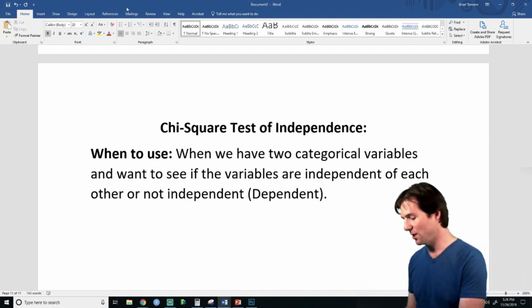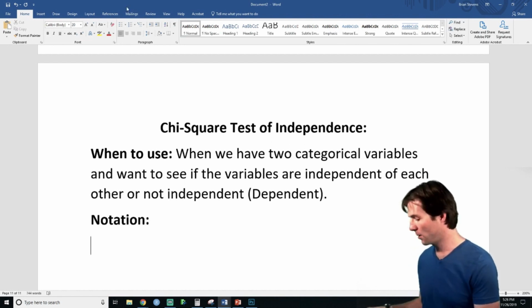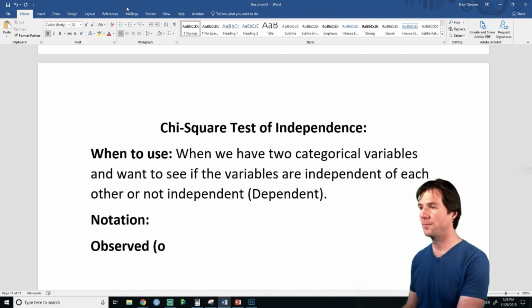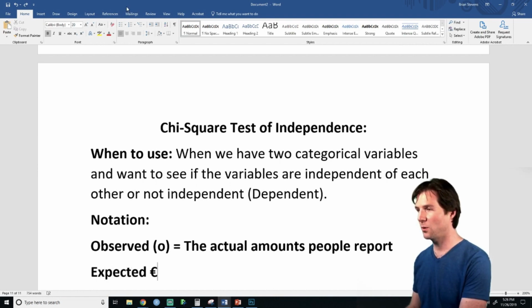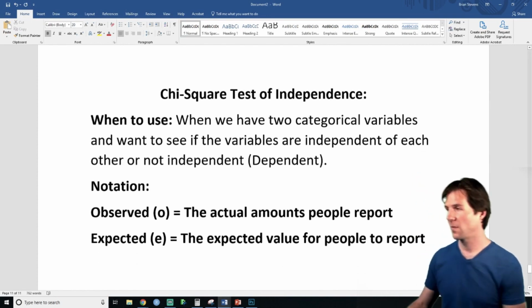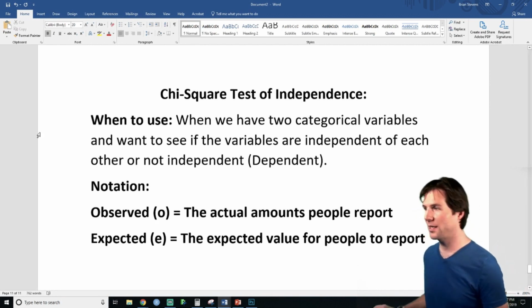So now we need some notation. We have here observed values. These will be noted as O, and these will be the actual amounts people report. We have here expected, which is E, the expected value for people to report. We have here observed minus expected, squared over expected. We have here the chi-squared test statistic.